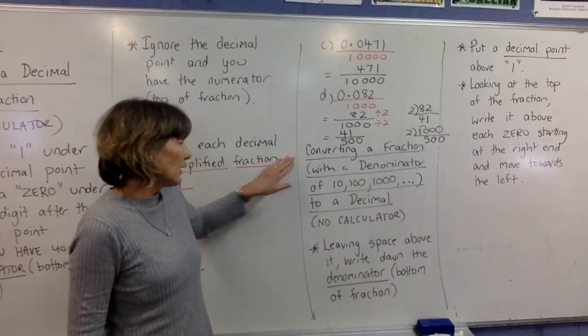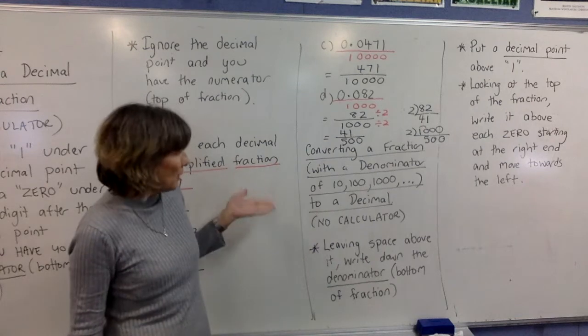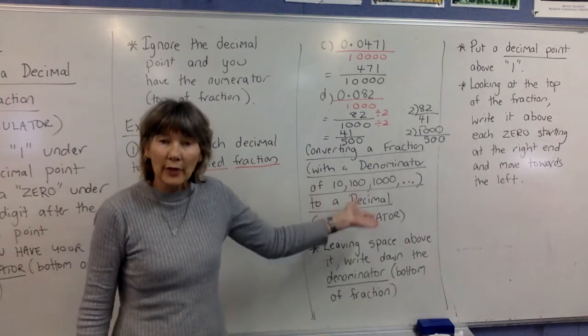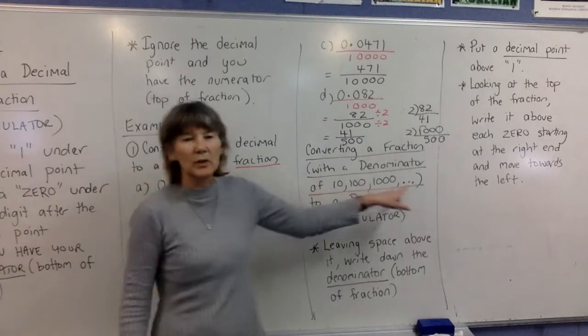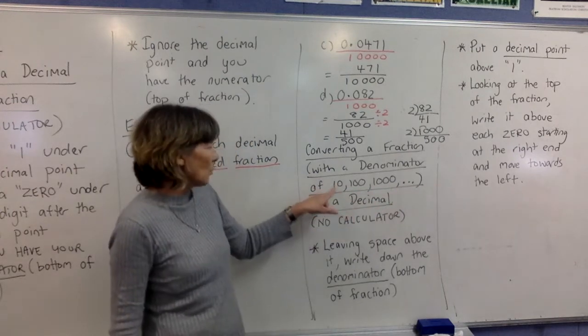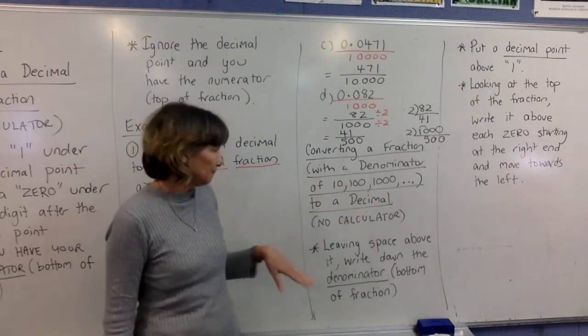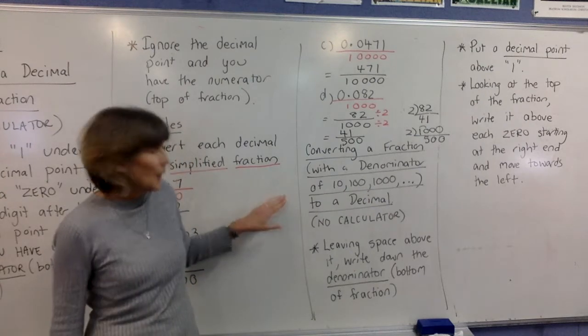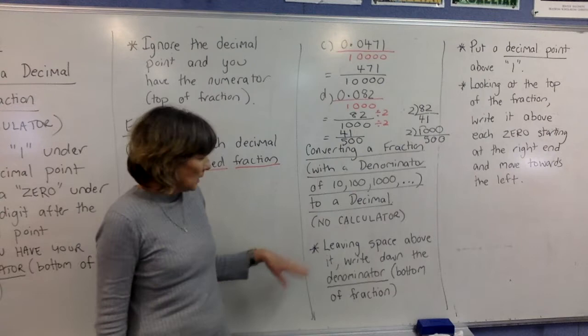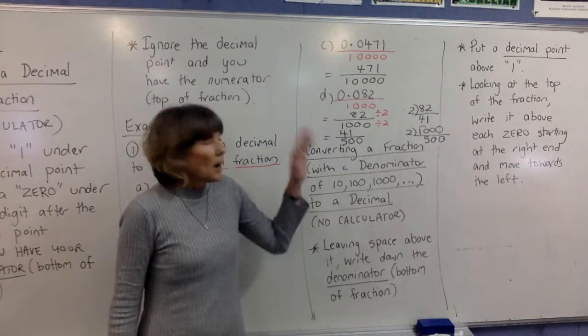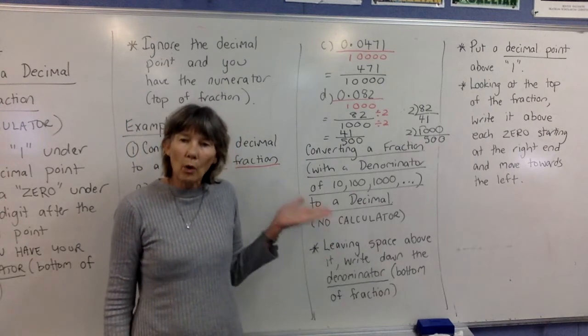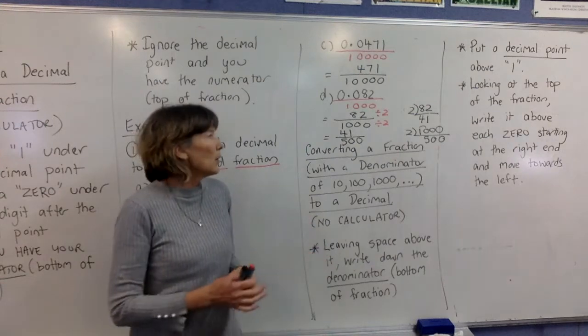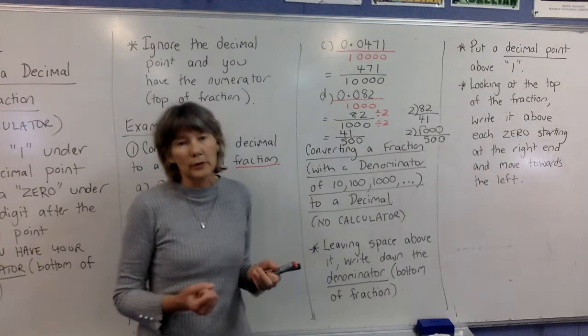So we have converting a fraction with a denominator of 10 or 100 or 1,000. We call these powers of 10. Okay, so they've got a 1 with some zeros after it. And we're going to convert those sorts of fractions to a decimal. Again, with no calculator. So here are the notes. I'm going to go through how to go through all of these in a minute. So on the next video, tune in and we'll go through some examples.